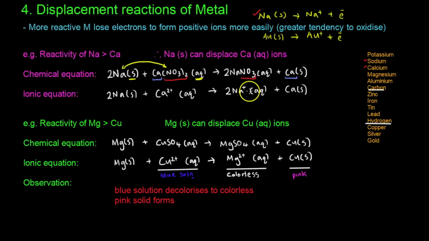Now let's talk about magnesium and copper. Let's change color here. Magnesium is here, copper is all the way down here. So I can see that yes, magnesium is more reactive than copper because it occupies a higher position than copper.